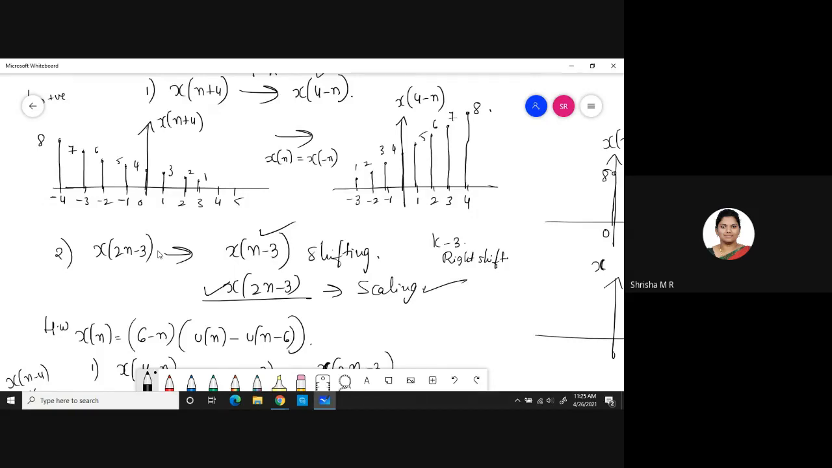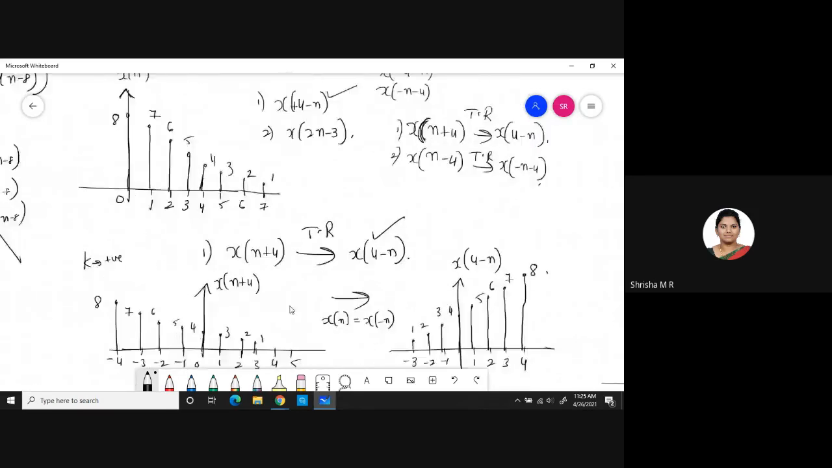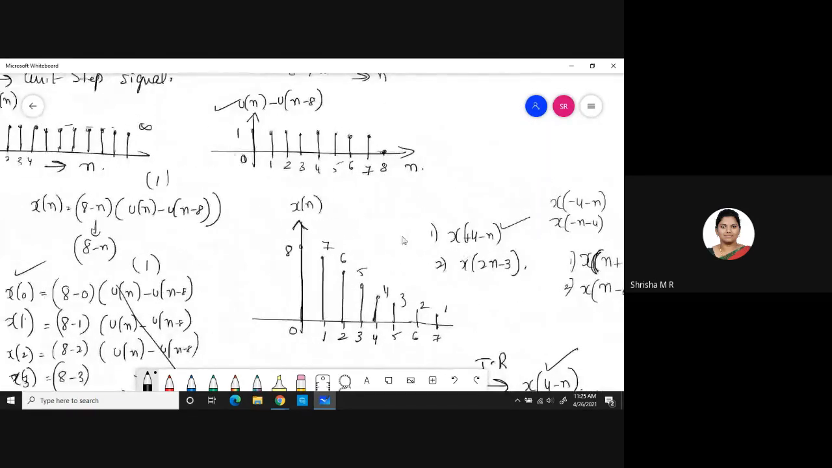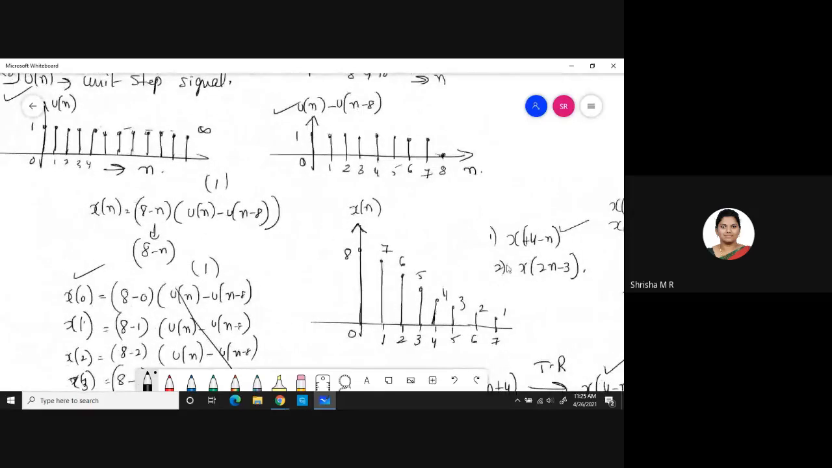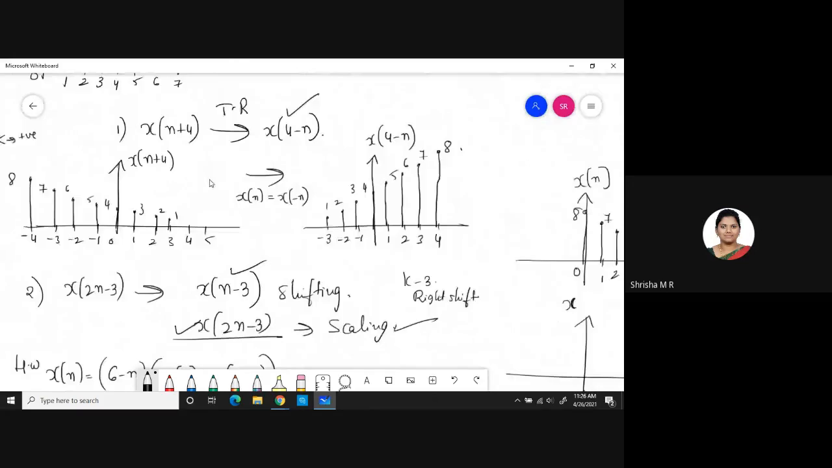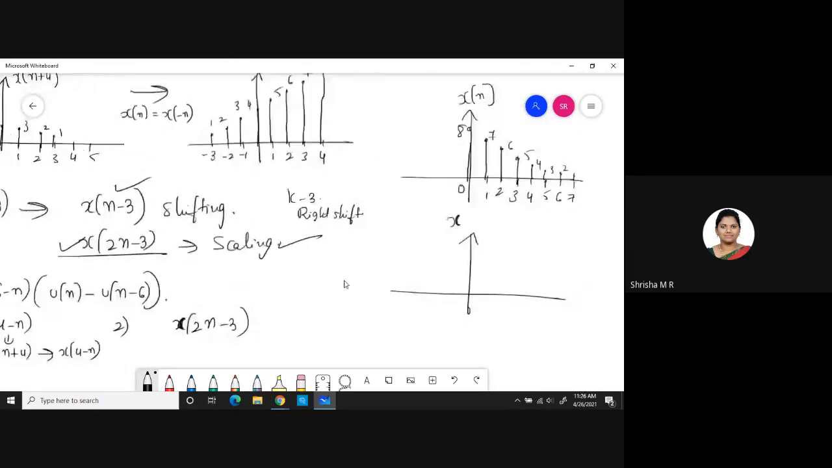Did you people do that? In this problem only I had told you to do x of 2n minus 3 also, right? In 8 minus n. Did you do that? I'm doing the last class problem only still. Okay? Yes, ma'am. So this is our x of n.